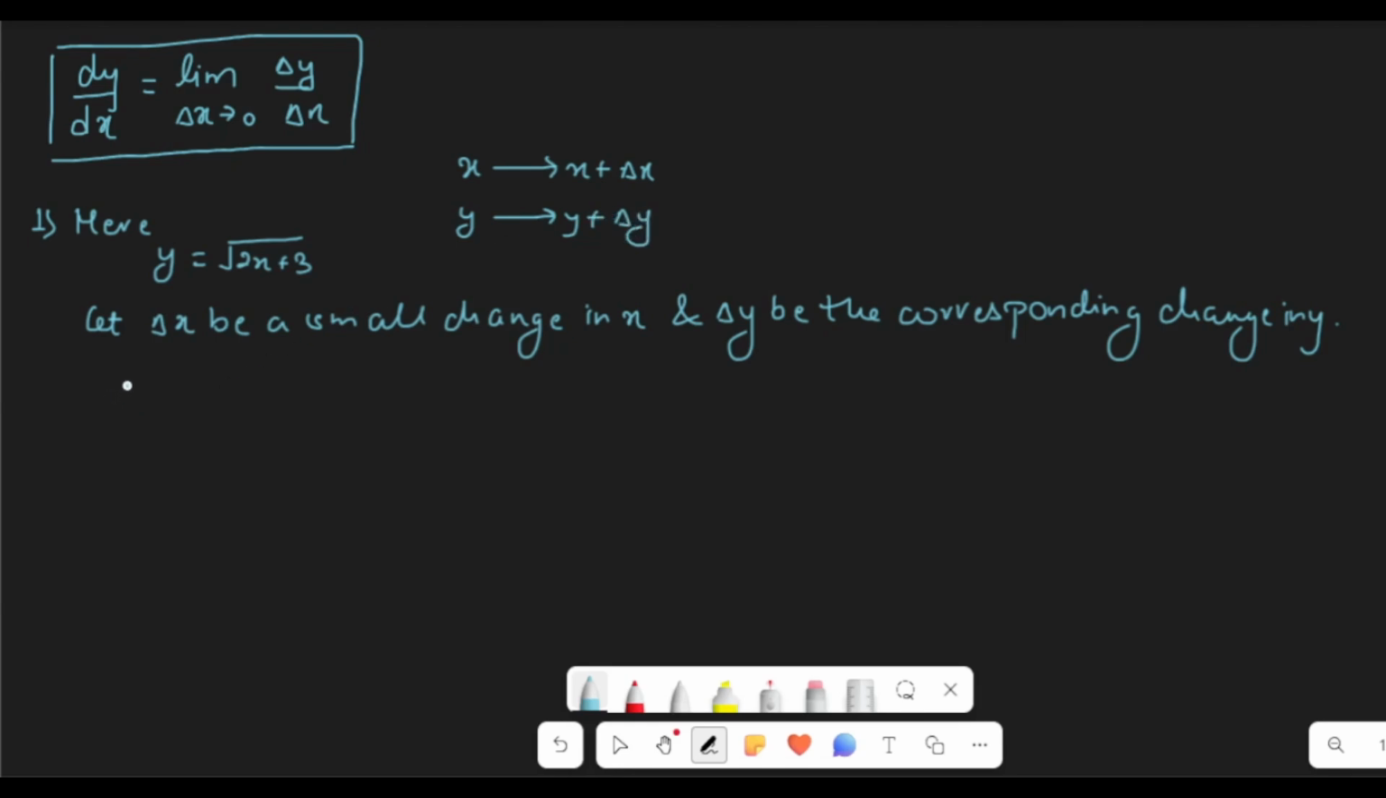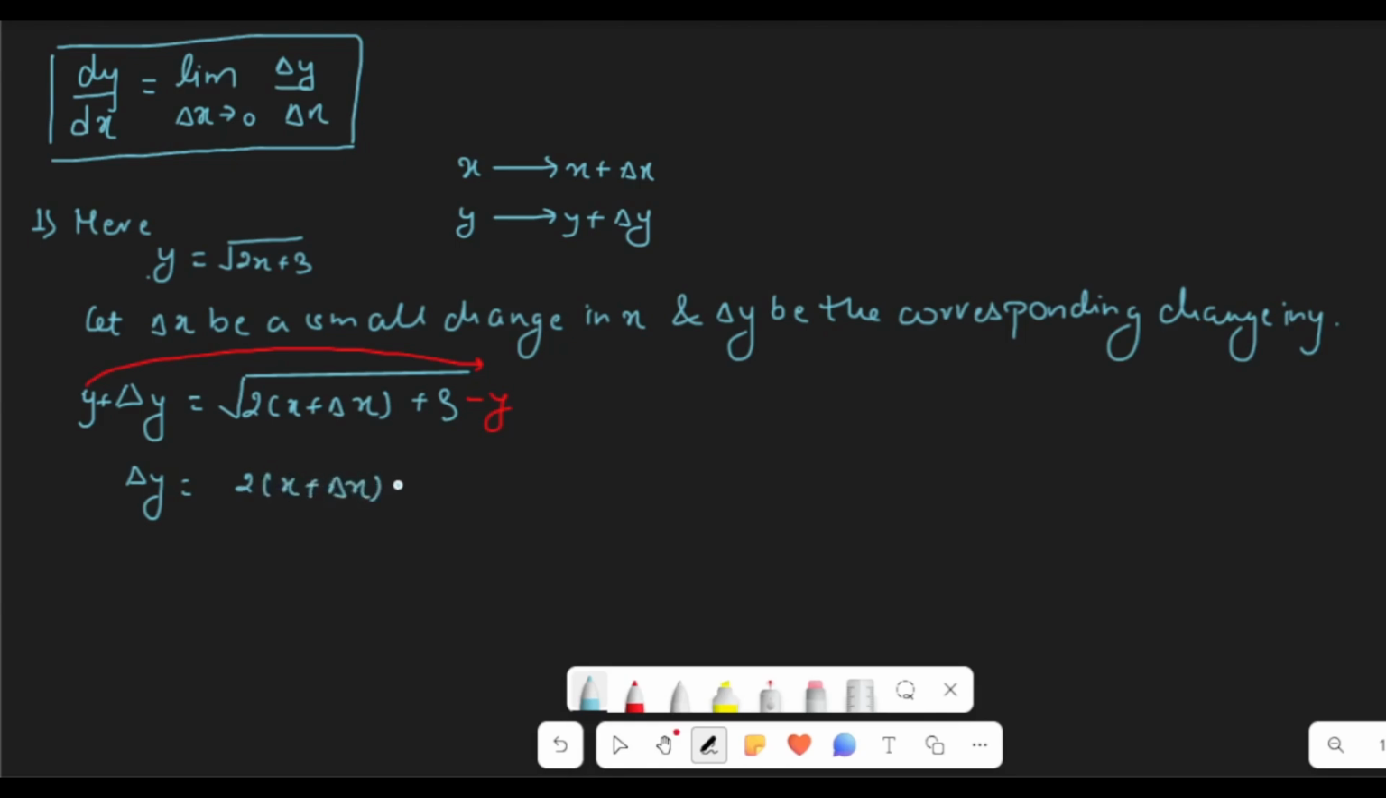Now we find del y. As y goes to y plus del y, we put x plus del x instead of x. And then we bring y to this side, so it becomes minus y. So that del y becomes root of 2 times x plus del x plus 3. Our y is root 2x plus 3, so it is minus root 2x plus 3.